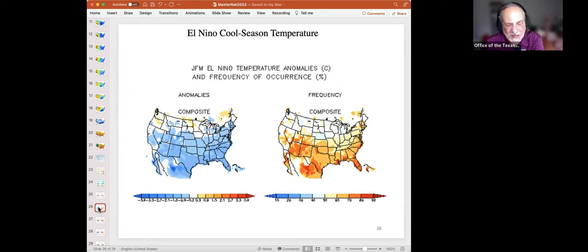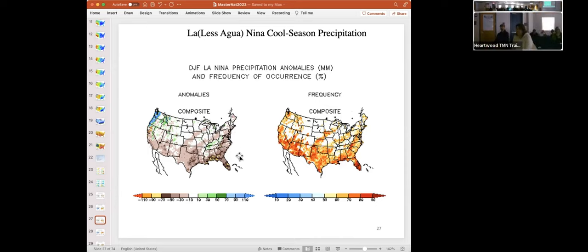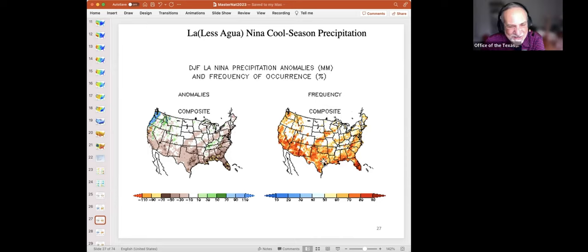La Nina, just the opposite in the Pacific Ocean. It's colder than normal temperatures, and you might imagine that it leads to sort of the opposite effect for our weather, and that's absolutely correct. Precipitation tends to be below normal across the southern United States, which means that the La in La Nina means less agua. And that is fairly predictable.